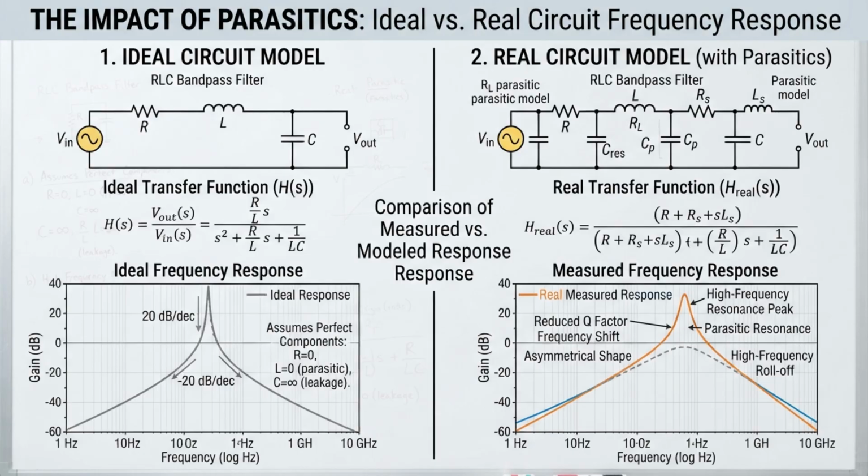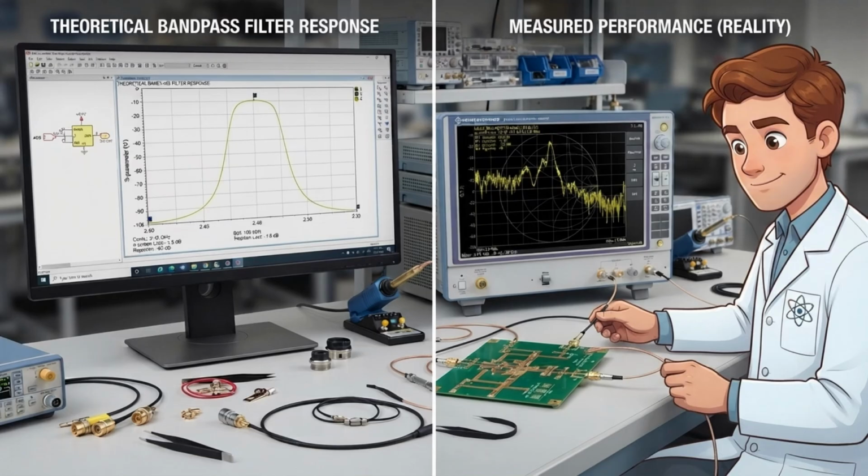Mathematically, ideal circuit equations assume perfect inductors and capacitors. Real circuit models include additional parasitic resistances, inductances, and capacitances, producing a transfer function that more accurately predicts the measured frequency response. Understanding real filter behavior is essential for every RF engineer.